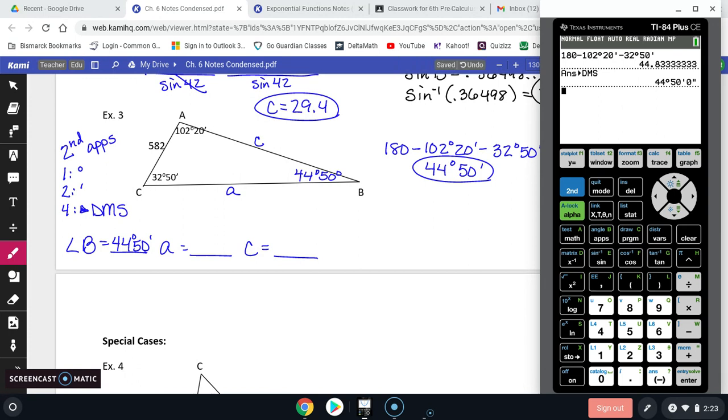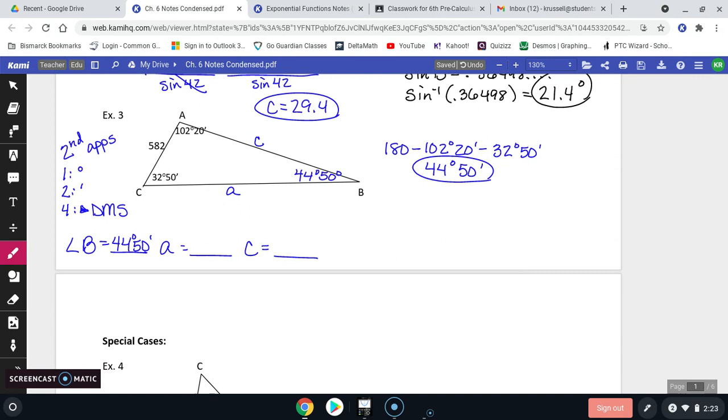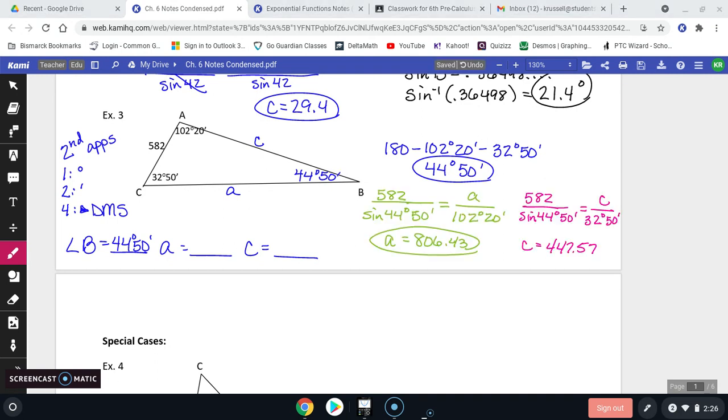Now, setting up for finding A and C is going to work exactly the same way we did the previous ones. Just when you go to do your calculations, you're going to be using minutes and degrees. So you're going to need to go to second apps to input that information, and then you can solve it. I set up both of the ratios that you could use to find side A and side C, so you can do your cross multiplying, practice using your calculator, and those are the values you should get.